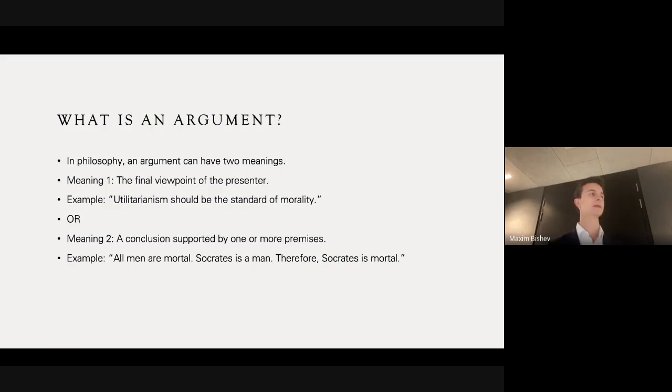Or, and this is the way we will use the term argument in this course, a conclusion supported by one or more premises. So an argument is premises, which are the building blocks of the argument, supporting the conclusion, which is the final point that the argument is trying to convince you of. And this is an example, probably the most famous example of a deductive argument, which is, quote, all men are mortal, Socrates is a man, therefore Socrates is mortal. This is an example actually invented by Aristotle. So it's pretty old. And it stood the test of time as a good example of what deductive logic looks like.